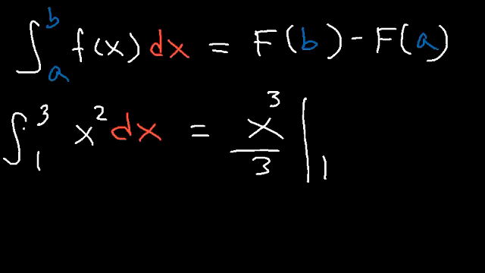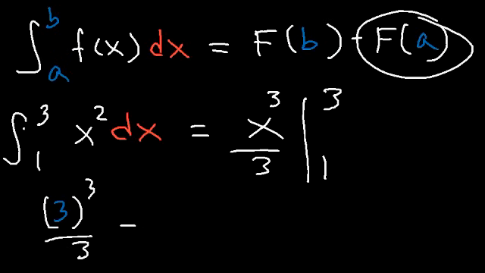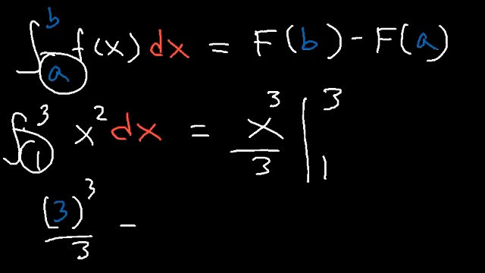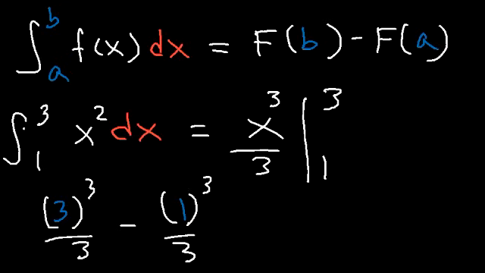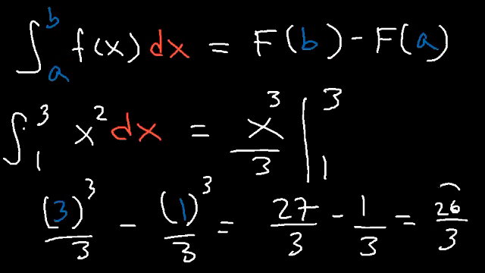So now we're going to evaluate this from 1 to 3. F of b means that we're going to plug in 3, which is b, into the antiderivative. So F of b, or F of 3, is 3 to the third power divided by 3, minus F of a. So we're going to plug in a, which is 1, into the antiderivative. So this is going to be 1 to the third power divided by 3. 3 to the third is 27. 1 to the third is 1. 27 minus 1 is 26. So the answer is 26 over 3.